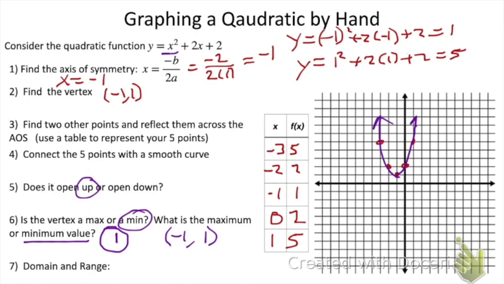For your domain and range, unless there's restrictions, your domain for a parabola is all real numbers. The range, since we are opening up, all my y values are above or equal to the vertex. So y is greater than or equal to the y coordinate of the vertex. And again, if we were opening down, it'd be y less than or equal to, but we are opening up, so all my y values are greater. All right, that is graphing a quadratic by hand. This is something you should be able to do.